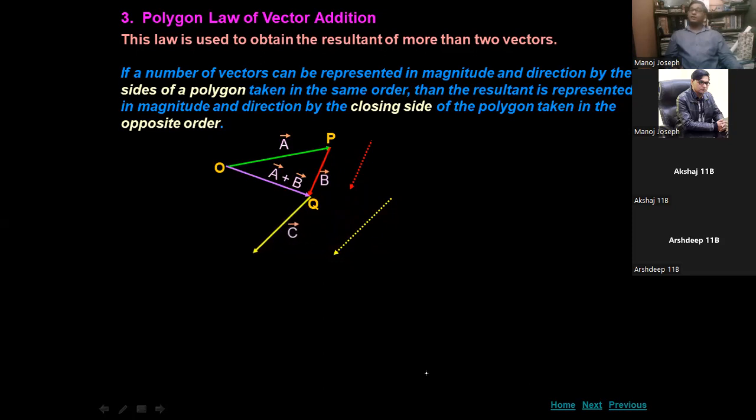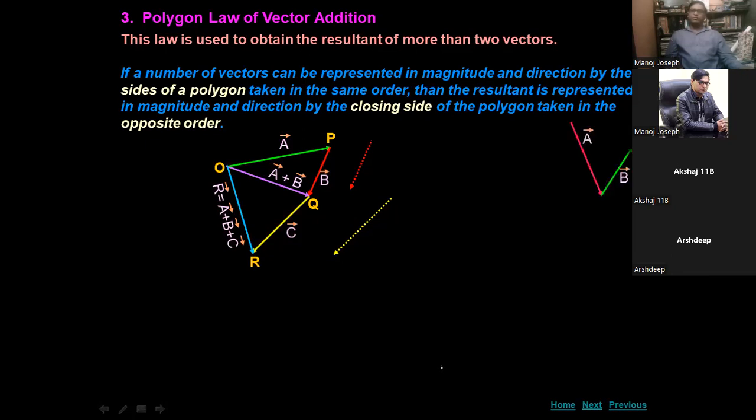Now we will bring the third vector C and attach its tail with the head of the resultant of vectors A and B. And now we will close the fourth side, Q to R, meaning the initial point of vector A, or resultant A plus B, with the head of vector C. Then the fourth side will represent the sum of these three vectors. So R, the resultant, is vector A plus vector B plus vector C.